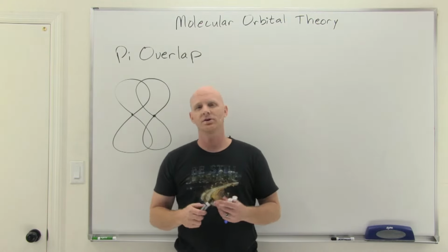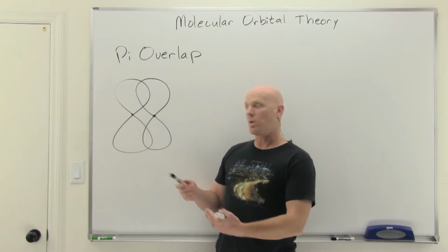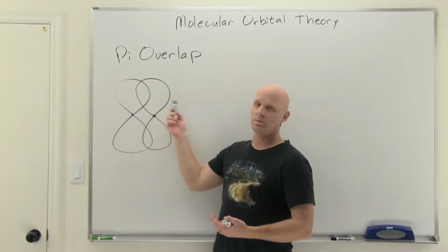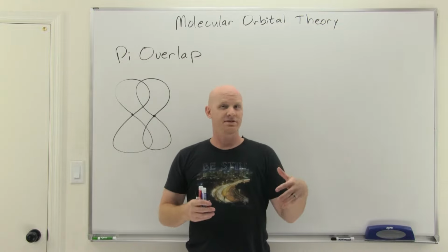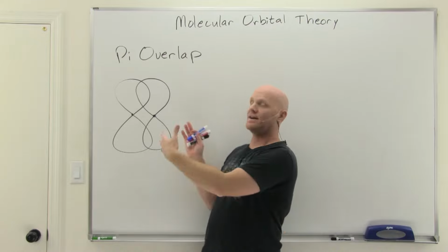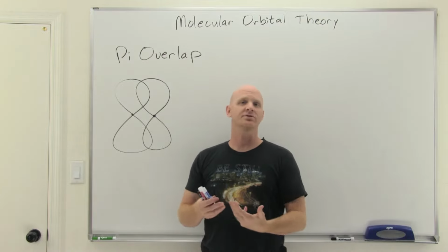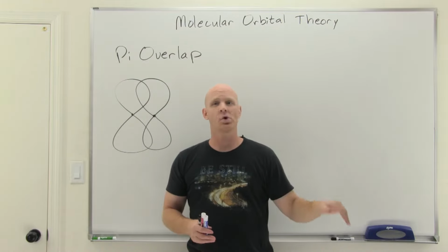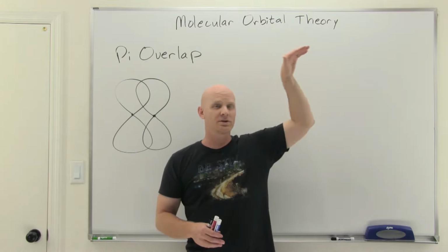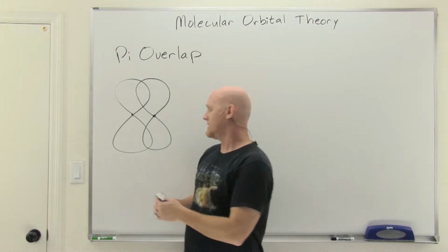Okay, so now we want to take a look at the same principle, but with pi overlap, which always involves sideways overlap of p orbitals. Again, we take a step further than what we saw in valence bond theory and apply the fact that both constructive and destructive overlap are going to be occurring simultaneously. If constructive overlap occurs, it's going to lead to a lower energy bonding molecular orbital. If destructive overlap occurs, it's going to lead to a higher energy antibonding molecular orbital instead.